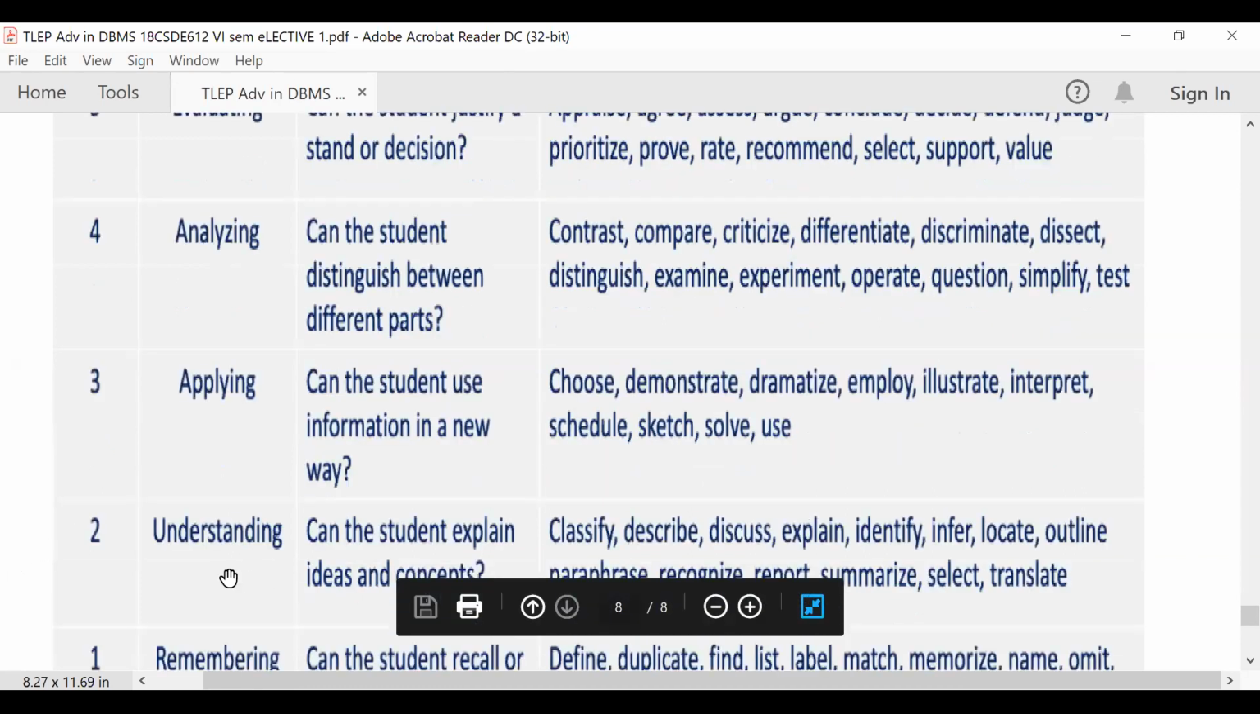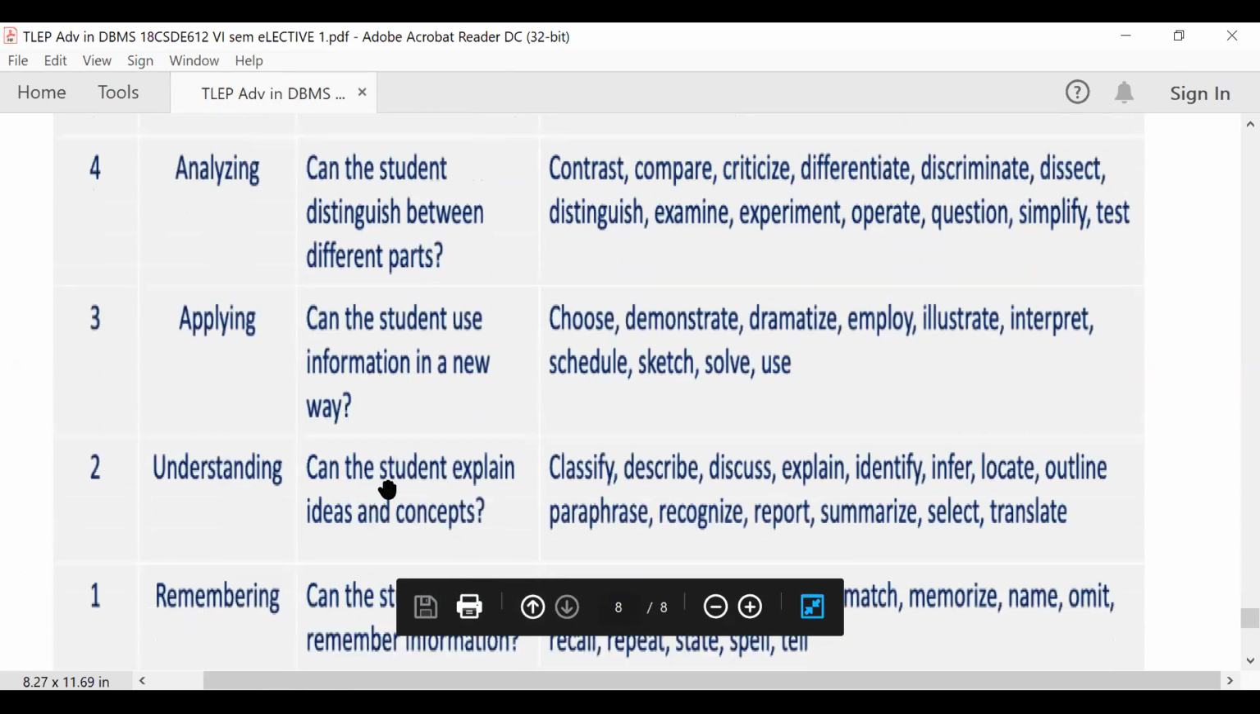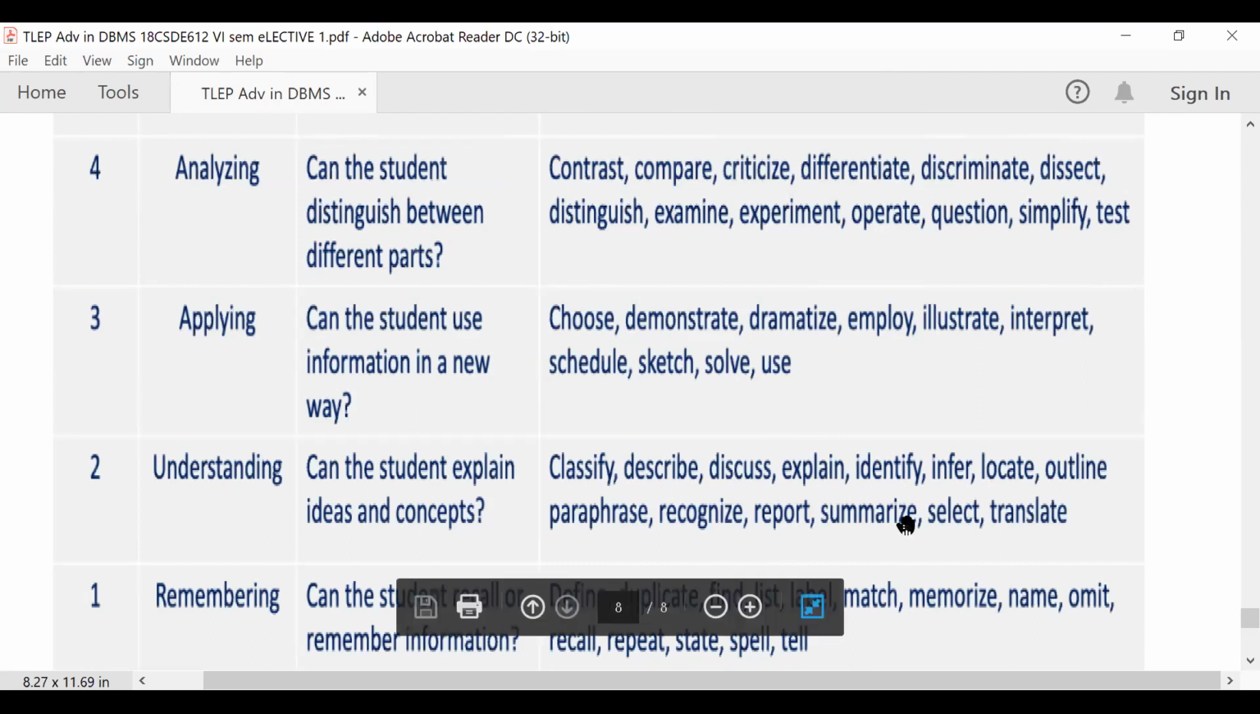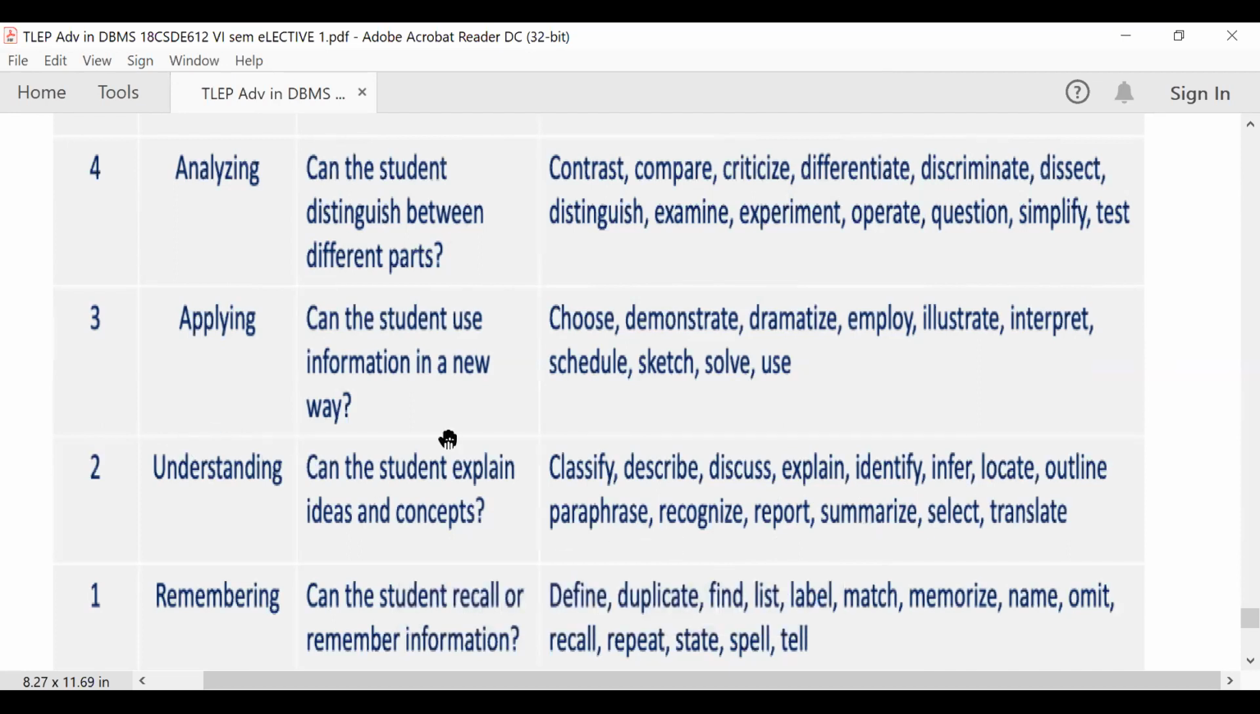If you take level 2, it is the understanding level. Here, what we expect is that a student can explain ideas and concepts based on the theoretical aspects. So they can classify, describe, discuss, explain. A question may be asked like explain the concepts behind wide column databases, or identify the main difference between structured databases and unstructured databases. Or if you ask one question, summarize distributed database management system architectural models. So that is level 2.